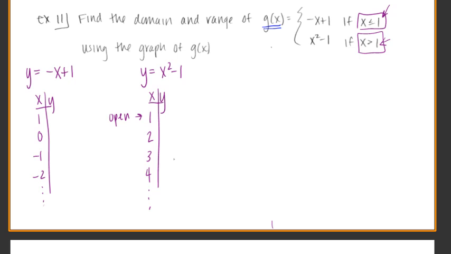Okay, so let's plug in 1 into that first equation. So negative 1 plus 1 is 0. Negative 0 plus 1 is 1. A negative, watch this, negative 1 plus 1. So 1 plus 1 is 2. A negative 2 is 2 plus 1 is 3, and so forth. Okay, let's go to the next one. 1 squared is 1, minus 1 is 0. 2 squared is 4, minus 1 is 3. 3 squared is 9, minus 1 is 8, and 15. Okay, let's put these together and draw ourselves a graph.